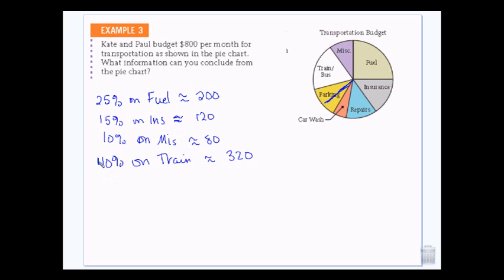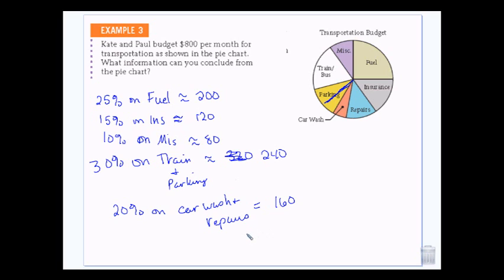Not 40%, 30% is what I meant to say. So that's 240, not 320. And then this other bit here is train and parking, 20%. So train and parking is about 30%. So then the other 20% is car wash and repairs. So that's 160.